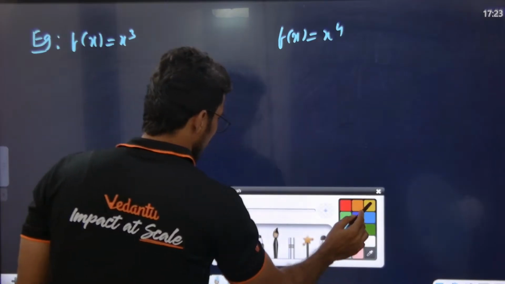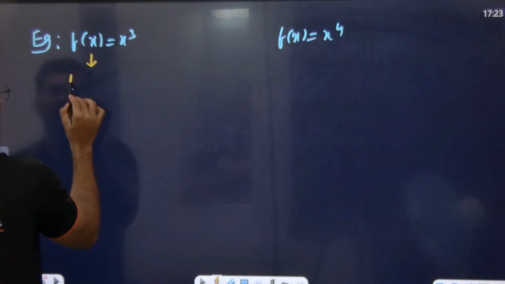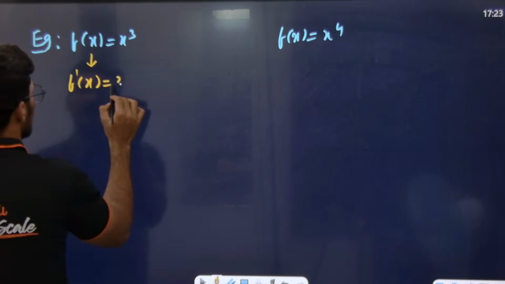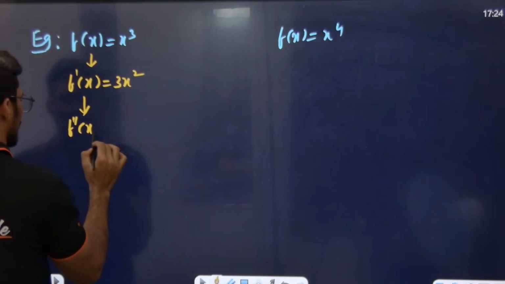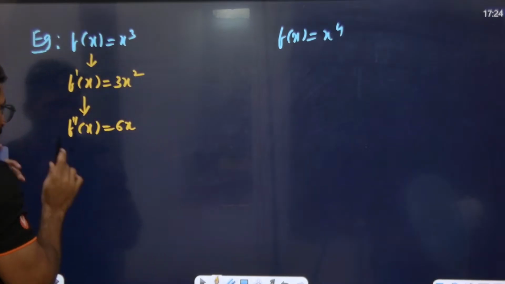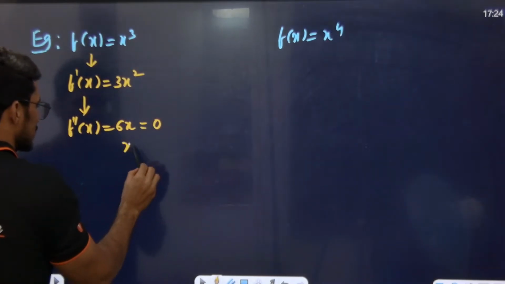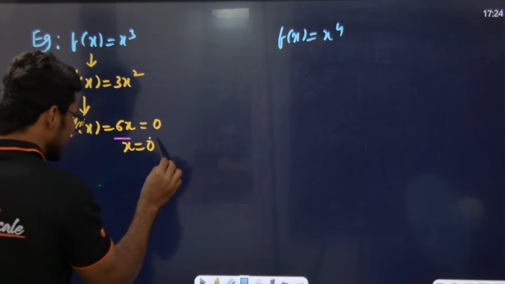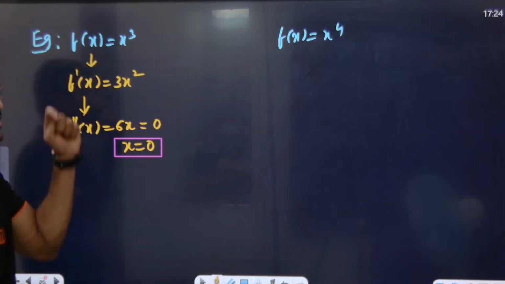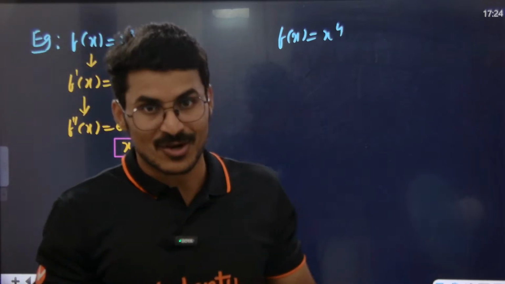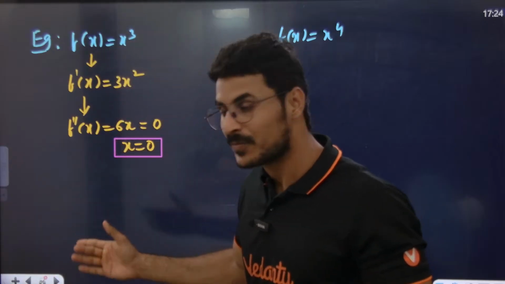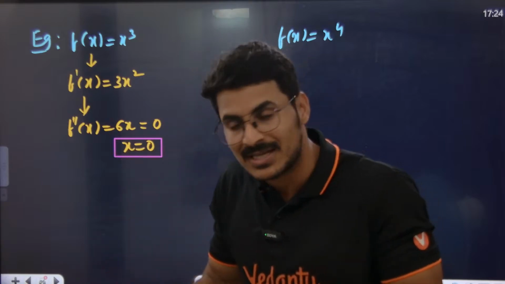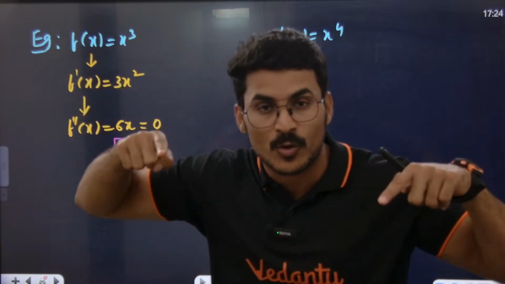Okay, as you said, first what should we do? f dash of x gives us 3x squared. Now f double dash of x gives us 6x. Now f double dash of x is equal to 0 gives x is equal to 0. Now can I say x is equal to 0 is the point of inflection for this? Yes or no? What did Suresh sir say? f double dash of x should be 0 for a point of inflection. Setting it to 0 gives x is equal to 0. Now can we say x is equal to 0 is a point of inflection?